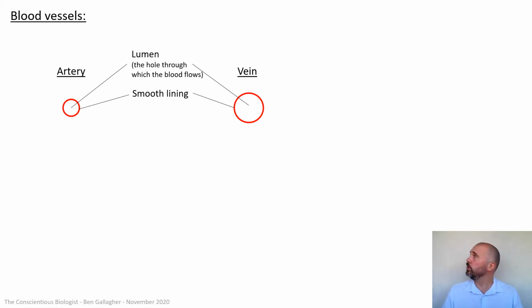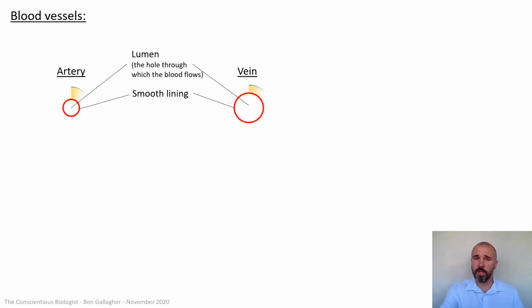Now you'll notice the lumen of the vein is much wider. It's much bigger, so the blood can go more slowly. It's got more space to move around. The lumen of the artery, the actual hole where the blood flows, is really quite narrow. That's to ensure the blood goes fast. It's at a higher pressure because there's less space. So you're delivering that oxygenated blood as quickly as possible.